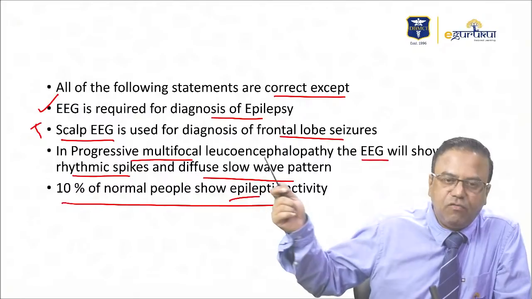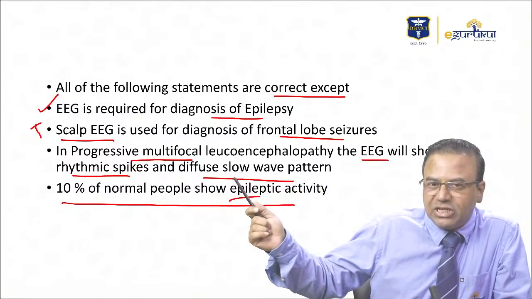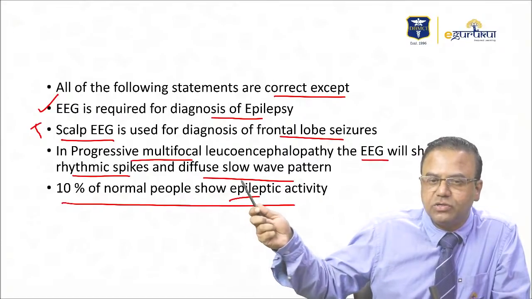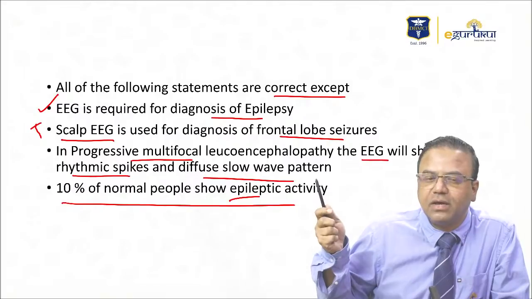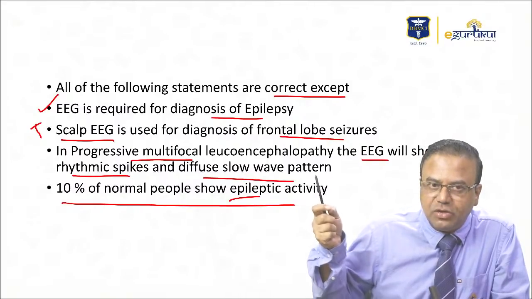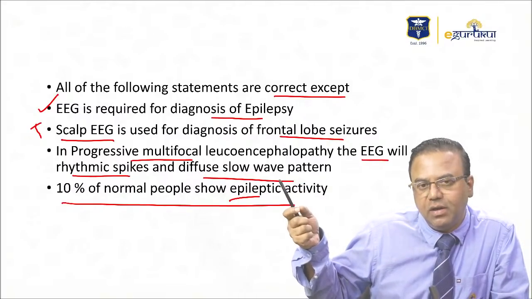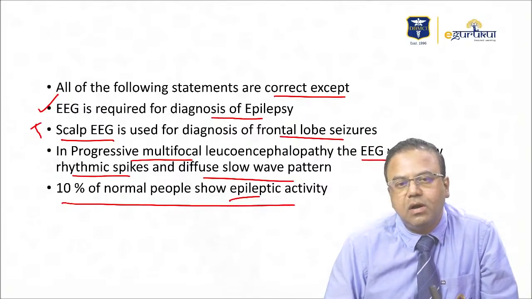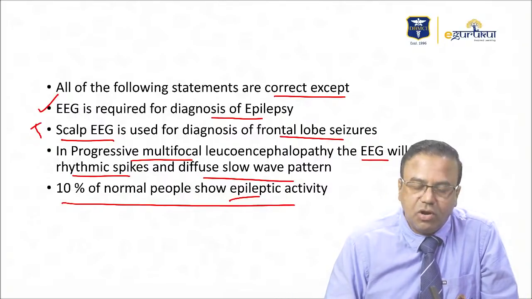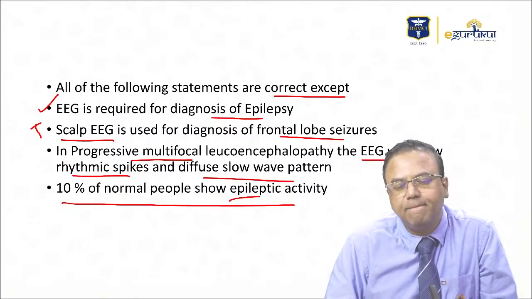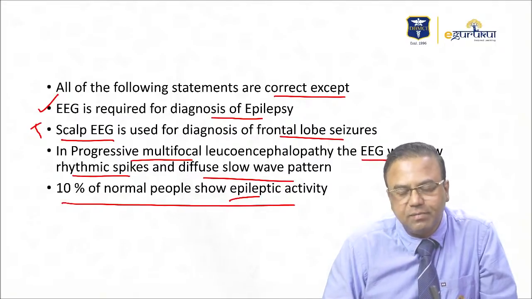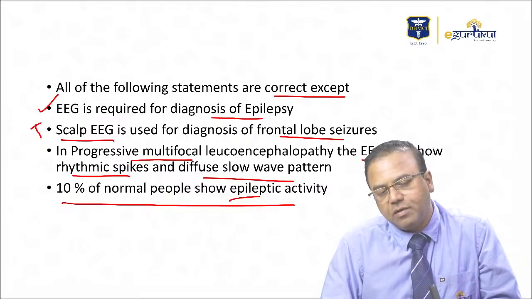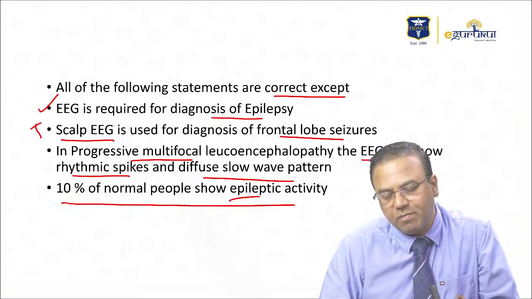Okay, in progressive multifocal leukoencephalopathy, actually the typical pattern is going to be, because of diffuse demyelination, you should get a slow wave pattern. Theta activity is a classical activity. The classical picture you see in PML is slow wave activity. Now, rhythmic spikes, I don't know whether that is the classical feature of PML anyway. It's a plus or minus statement. So you all agree that this is a single best response they had asked, not multiple choices.